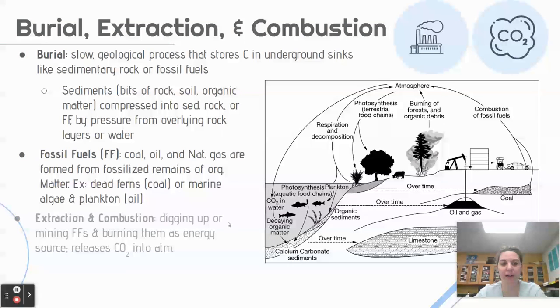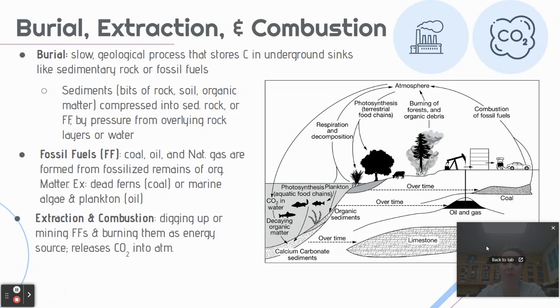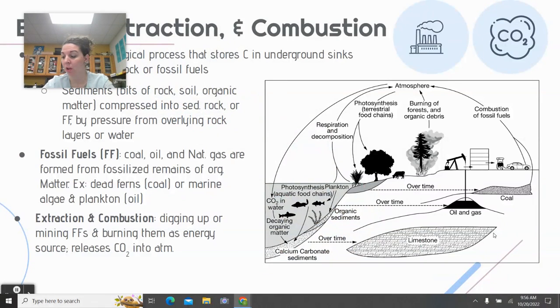So when we look at our diagram here, we're really going to be focusing on extraction and combustion. So that's digging up and mining the fossil fuels and then burning them. And that's going to release that carbon into the atmosphere. In our diagram, we can see we've got our decaying organic matter. And over time, we're going to form things like coal, oil, sedimentary rocks from those decaying organic things. And then we're going to drill down into those things and remove them to burn them for our use, okay? And we call that combustion.